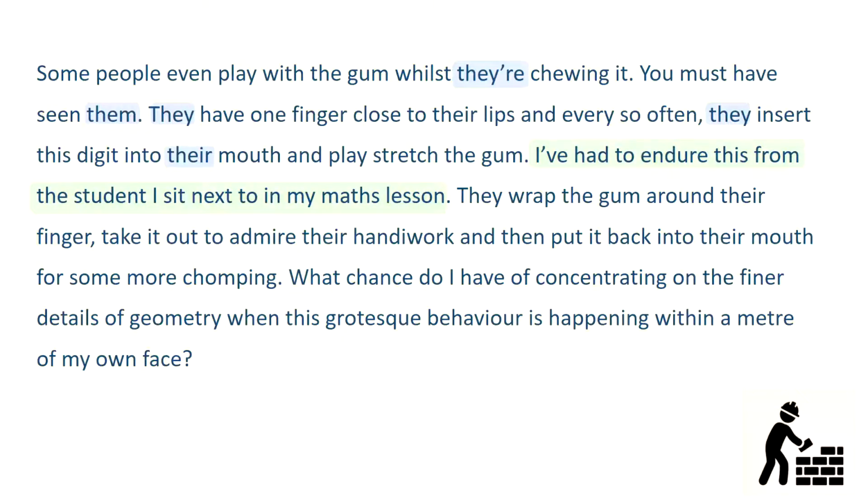Let's skip to that next highlighted sentence. I've had to endure this from the student I sit next to in my maths lesson. We're very clearly talking to our intended reader now. We're talking about being a student in a school, and that was our target audience because this is going in a school magazine. It's also introducing an anecdote, a short story, a real story that comes from the writer's perspective and experience, which makes again the writer form a relationship with the reader through sharing their own life experiences. And I'm sure you've noticed there's another rhetorical question at the end of that paragraph there.